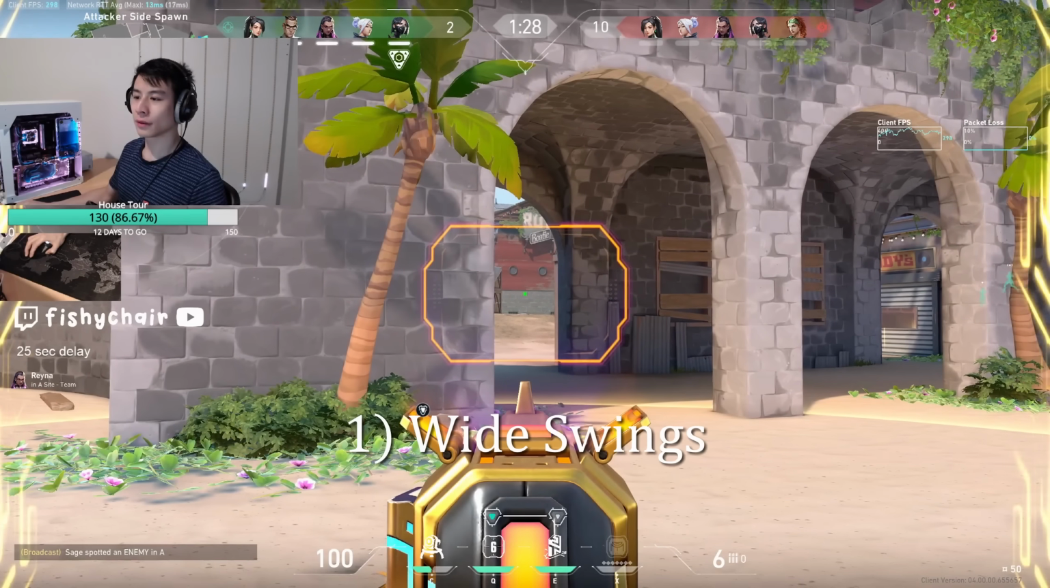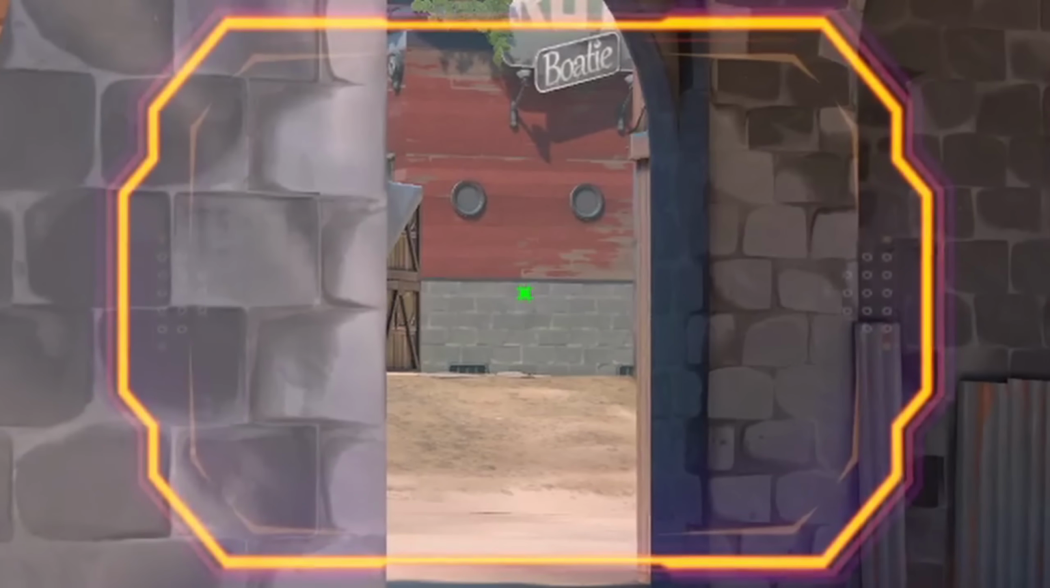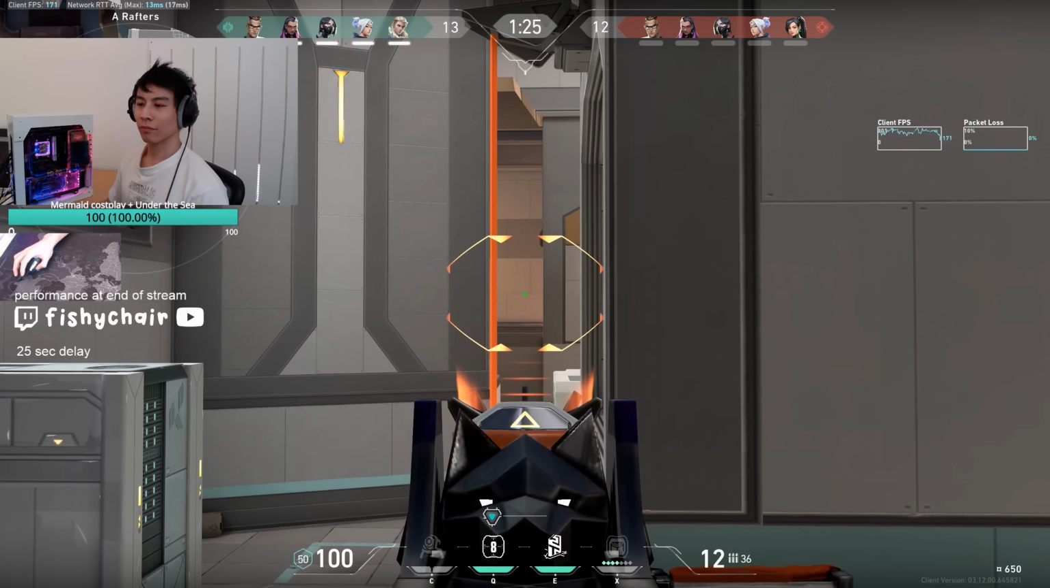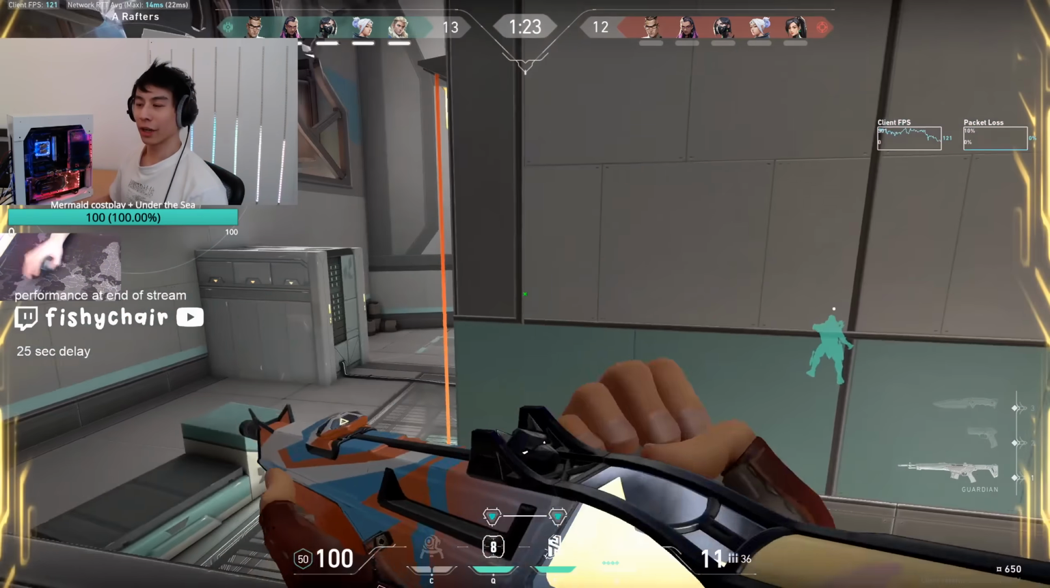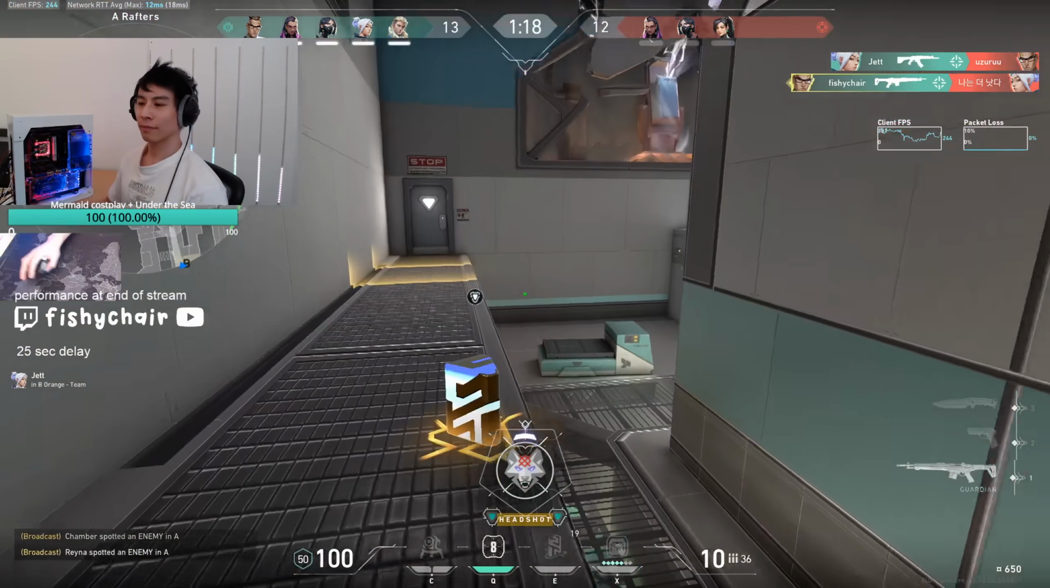Wide swings can happen if they don't know you're there and they don't check you. This can happen if you're lurking and an opponent rotates without checking you. Wide swings can also happen after an opponent knows you're there, either from geo peeking or from other information.